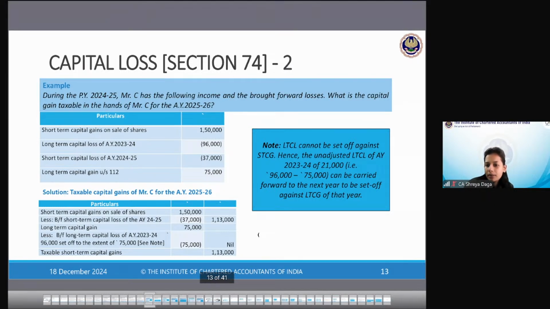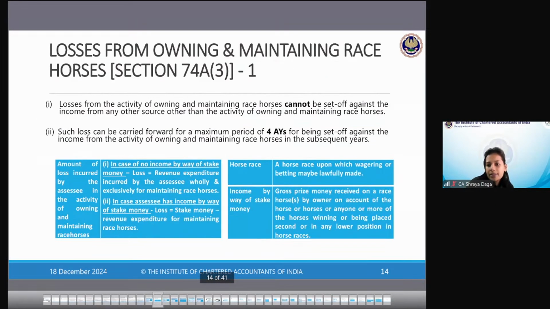Ma'am, like section 68 incomes are also not allowed to be set off. Income, there should be loss. Like casual income, winnings from lotteries and all, you cannot set off. Okay, we will do that.